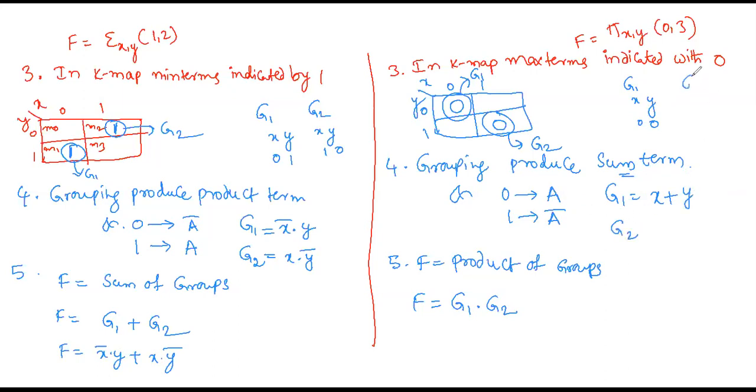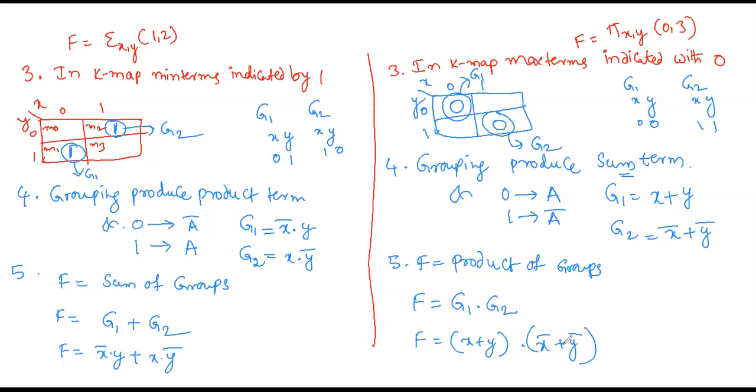Next is G2. X, y is 1, 1. 1 is indicated with complement. So x bar plus 1 is indicated with complement y bar. So f is equal to... Okay. That's all. Remaining is same. Minimization of expo POS form is same.